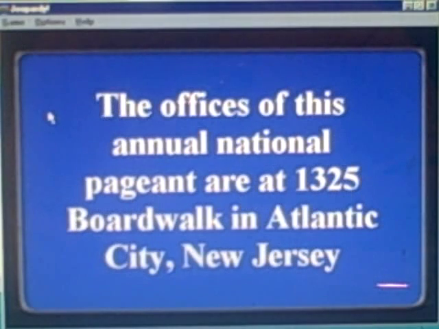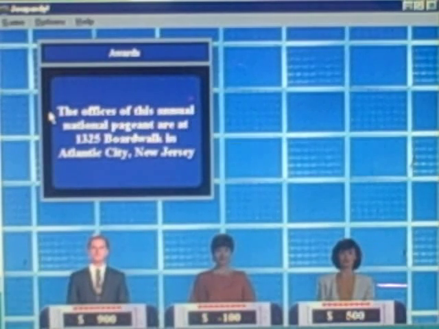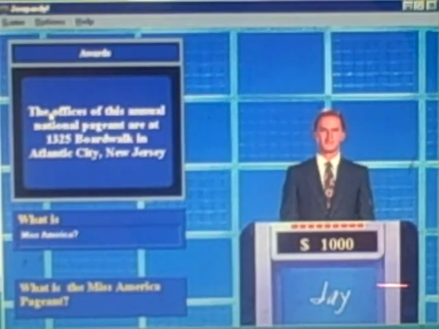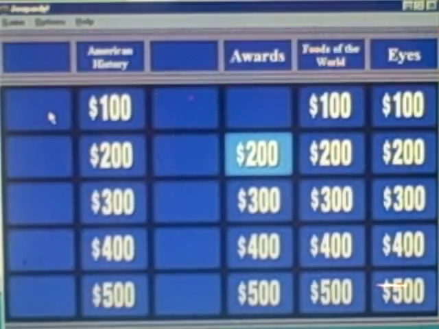Awards for 100. The offices of this annual national pageant are at 1325 Boardwalk in Atlantic City, New Jersey. What is Miss America? You are correct, Miss America pageant, yes.